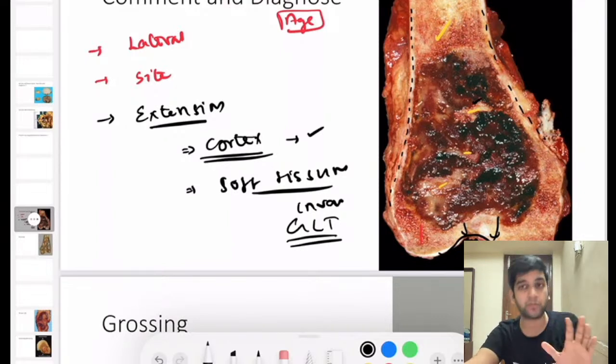It could be an osteosarcoma also, but keeping in mind the age of 35, it will be way down the order. It will not be a cartilaginous tumor. The fleshy appearance is not cartilage, it's due to hemorrhage, fine, okay.